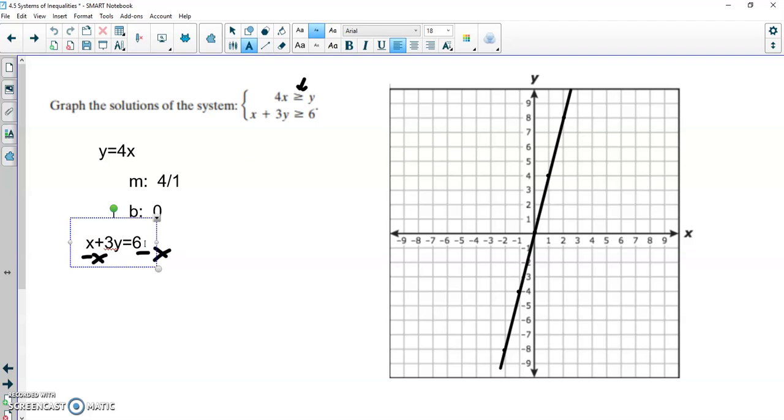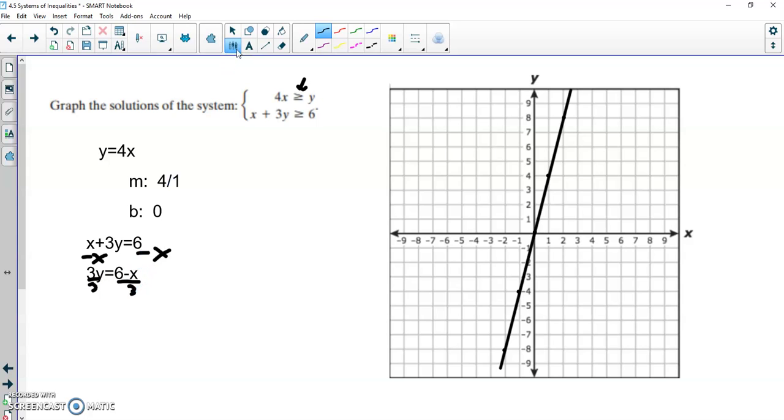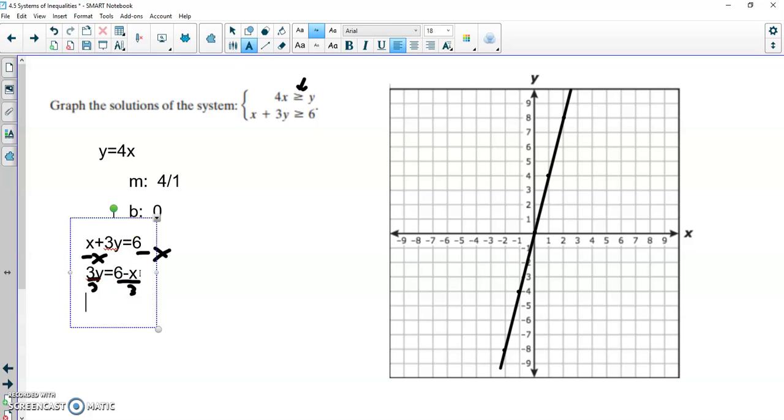So that gives us 3y equals 6 minus x. And then we still have to get the y by itself, so we'll divide both sides by 3. And when I do that, I will get y equals 2 minus 1/3 x. So remember, there's technically a 1 in front of that x.